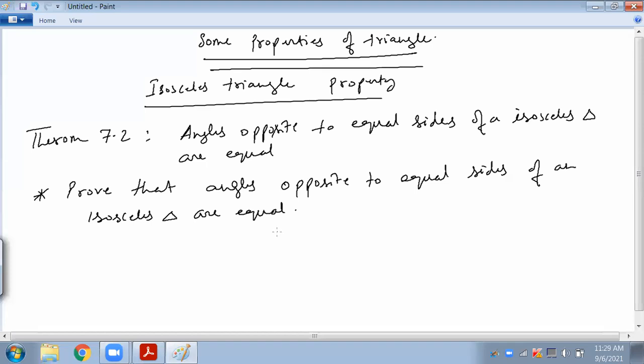Next we're going to see the proof of this particular theorem. This theorem is also called the isosceles triangle property. Angles opposite to the equal sides of a triangle are equal. So we can say this theorem is the isosceles triangle property.